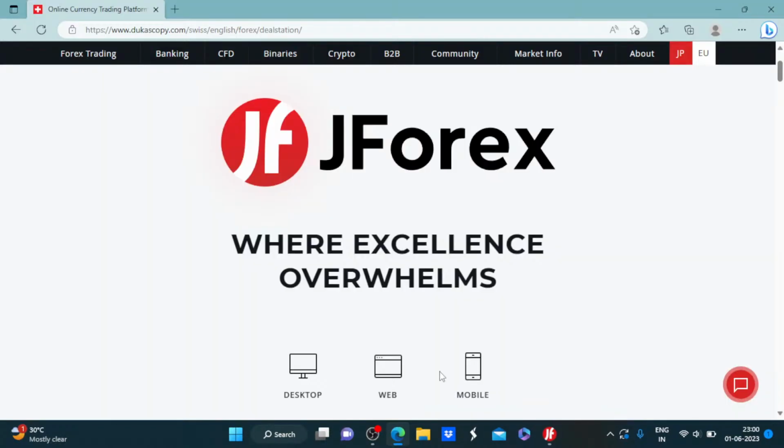Which we will see how we can utilize this for figuring out the optimum trading opportunities. So let us now head to the JForex for the newly released trading platform from the Dukascopy Bank SA.